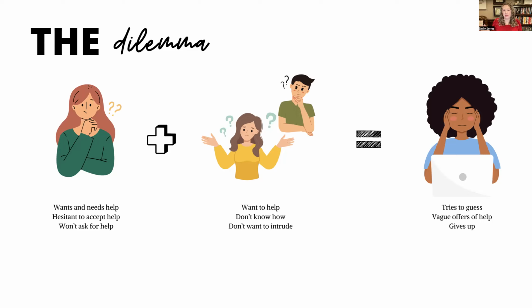We have our friends, our family, people at church, people at work. We have this other group of people, they want to help, but the problem is they don't know how to help. They don't want to step on your toes, they don't want to intrude, they don't really know what to expect, they don't know how to offer up help. So what ends up happening is you get people around you that may try to read your mind.